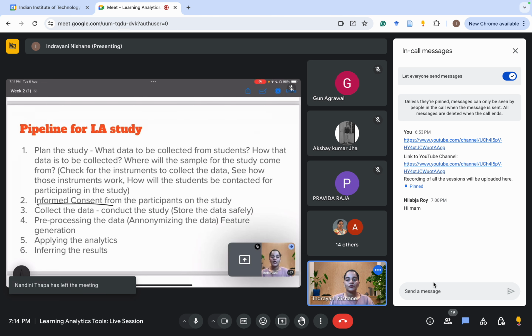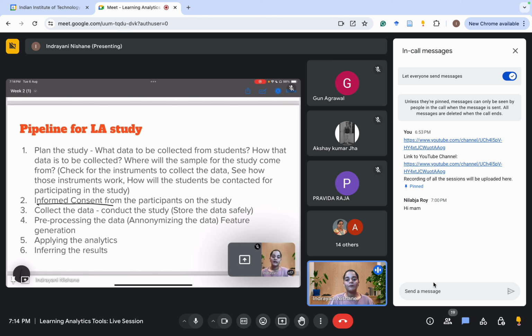Okay, so the whole thing is called informed consent, and we have to promise them that their data is safe with us and we will not be sharing their data with anyone, and we will be anonymizing. That means we will be removing all the personal identification information from the data collected.